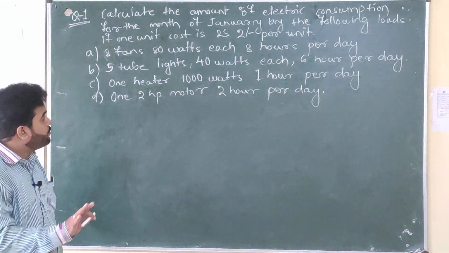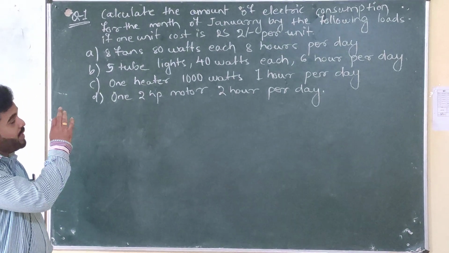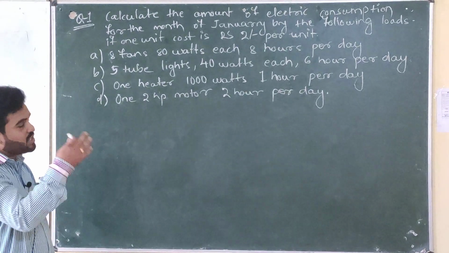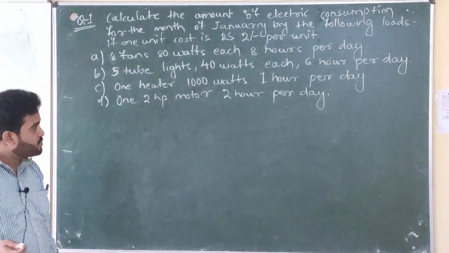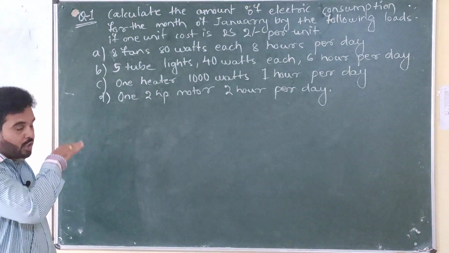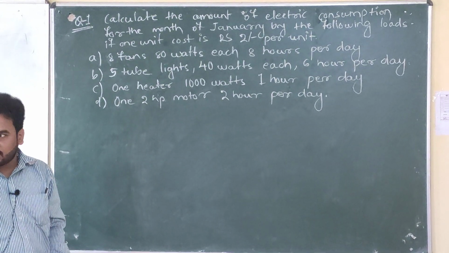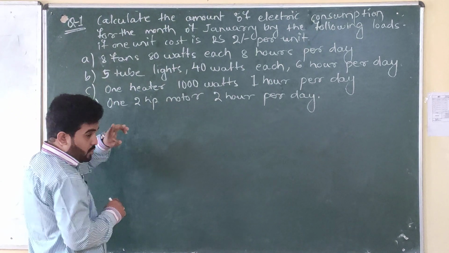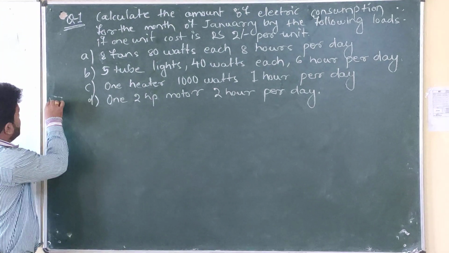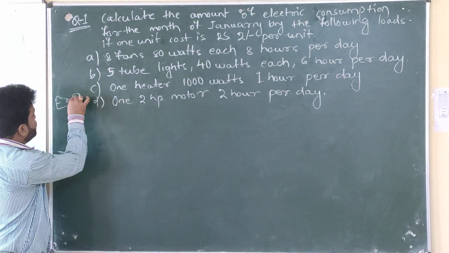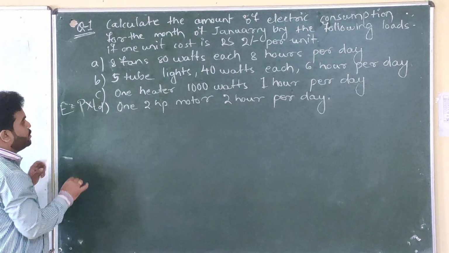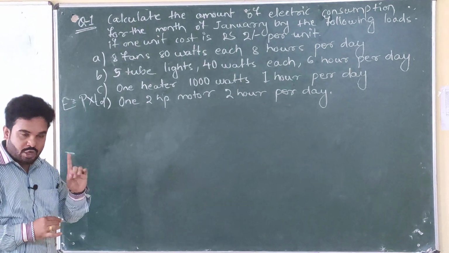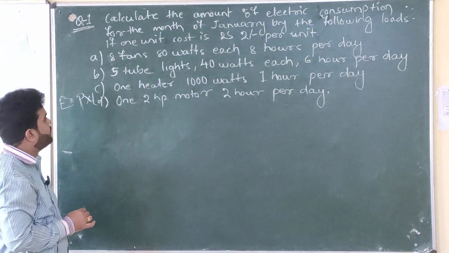We will calculate how much energy we will consume in the month of January, and then how much money we will give to the government or the company. First of all, we know energy consumption E is equal to P into T. We will use this formula: energy consumption is equal to power into time. You will remember this formula, then we will go ahead.